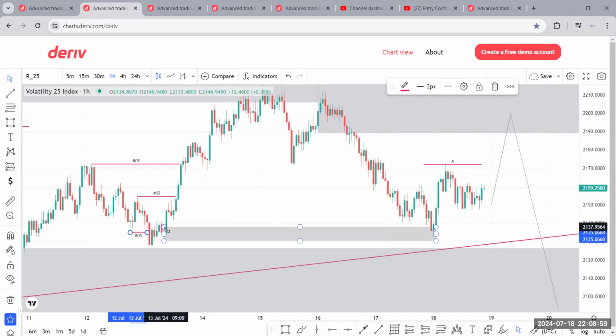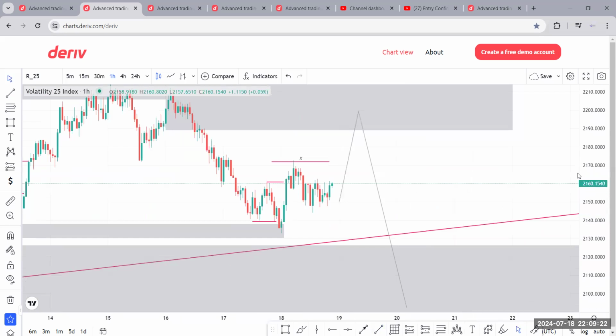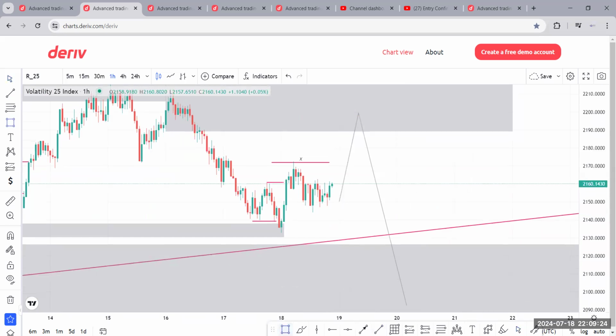And we had a fair value gap. We have these two down close candles as our order block. Price came back and it did exactly the same thing. Swept the liquidity here. And even this candle's wick tapped into the order block. Gave us a market structure shift right here. And price seems to have returned into this bullish order block.